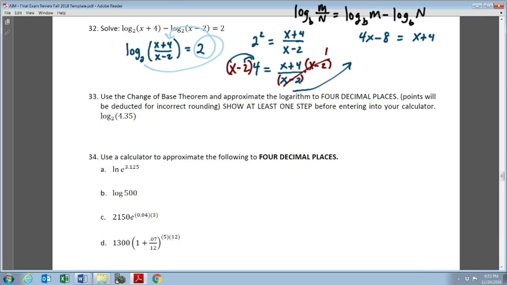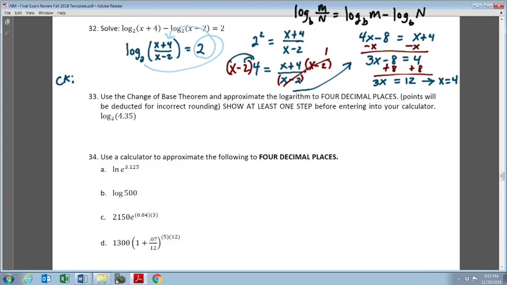And now we just need to get x by itself on one side. So we're going to have to get rid of that x on the right. So let's subtract x on each side. We get 3x minus 8 is equal to 4. Let's get rid of the minus 8 by adding 8 to both sides. We get 3x is equal to 12. And that means x would be 4.